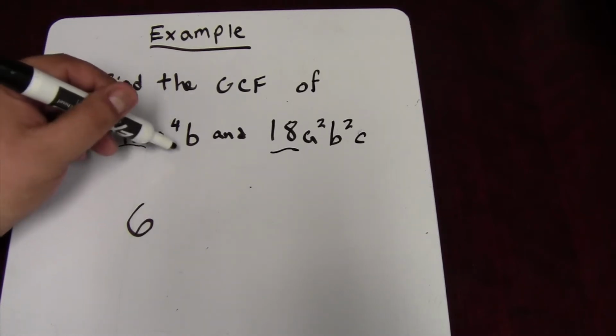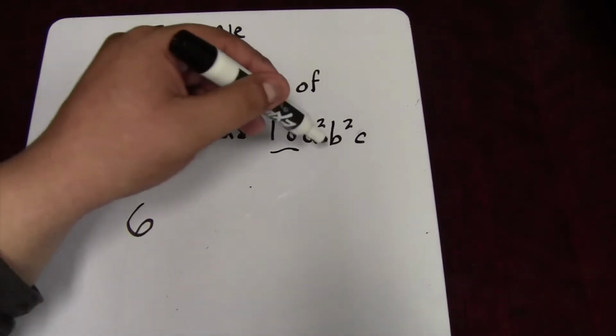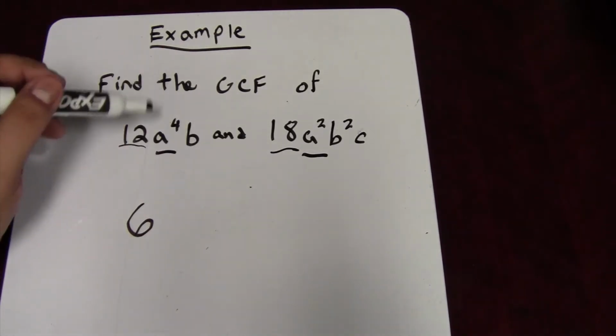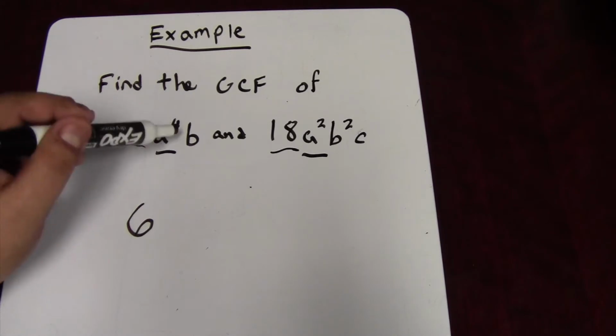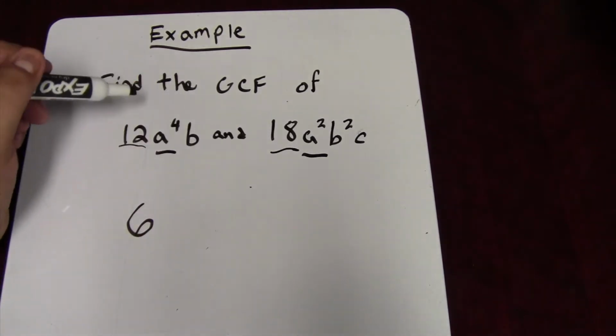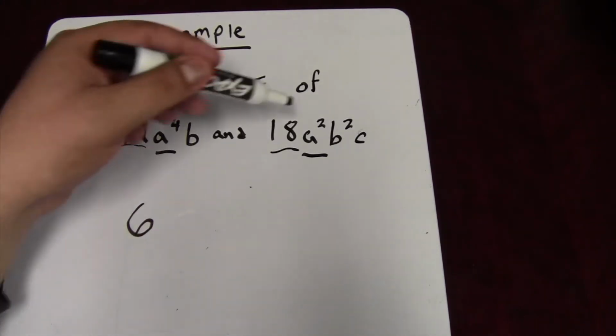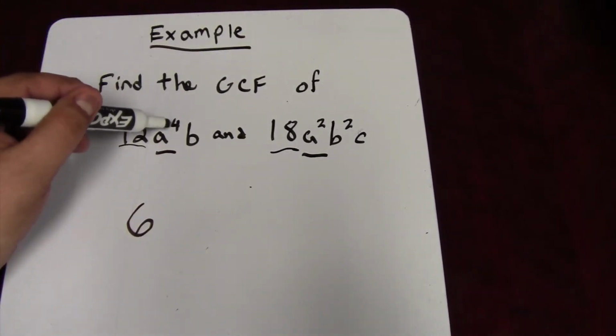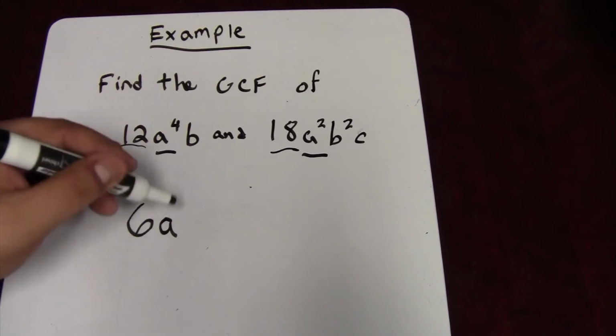Next, let's take a look at a to the fourth and a squared. We see they both have an a, so that's a plus for this. And because they both have an a, we need to determine which one has the smaller power. Well, this one does. This one over here is a squared, which is smaller than 4. So that's the one that we pick.